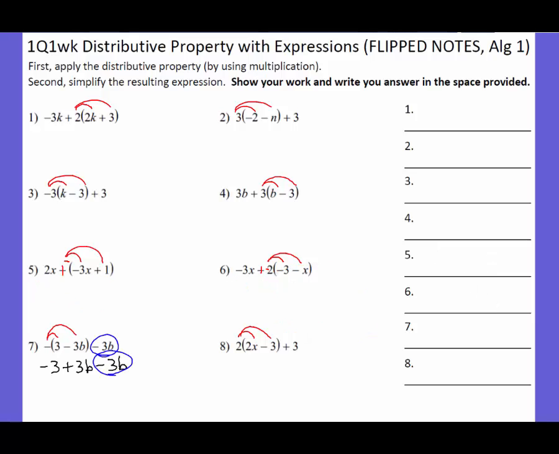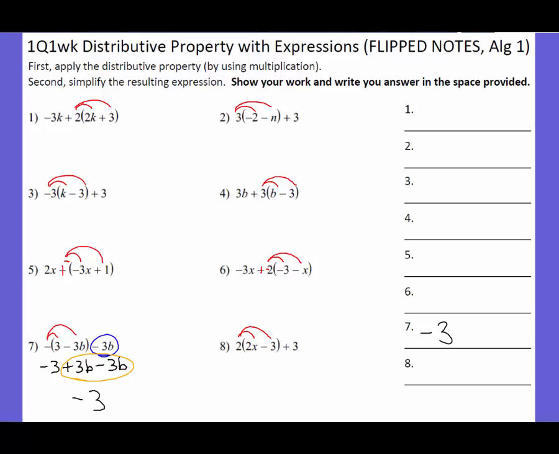Number 7, we have a negative on the outside of the quantity. Negative times 3 is negative 3, and negative times a negative 3b gives us a positive 3b. Combining like terms, we have negative 3 plus 3b minus 3b, which gives us a final expression of negative 3.